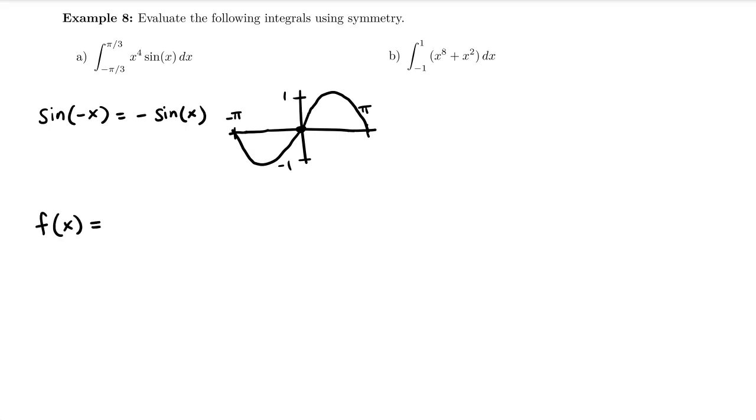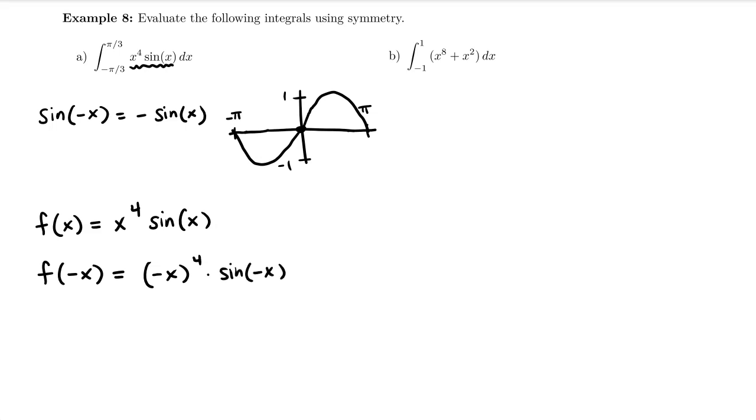And so the integrand f of x is equal to x to the 4th times sine of x. And so the way that we're going to check what characteristic this function has is I'm going to take my function and plug in negative x. So let's see what happens. I have negative x to the 4th power times sine of negative x. And that is equal to, if I raise negative x to the 4th power, that is going to simplify to be x to the 4th power. And then I'm multiplying that by, and we said earlier that sine of negative x is equal to negative sine of x.